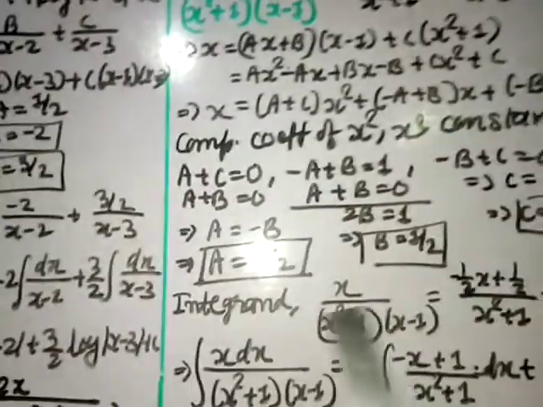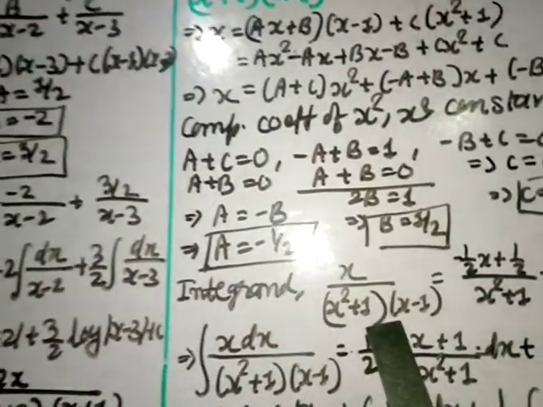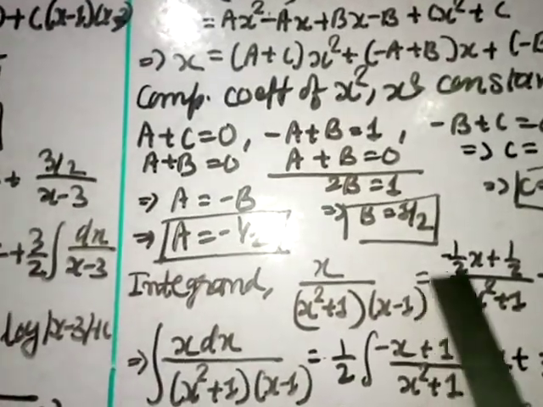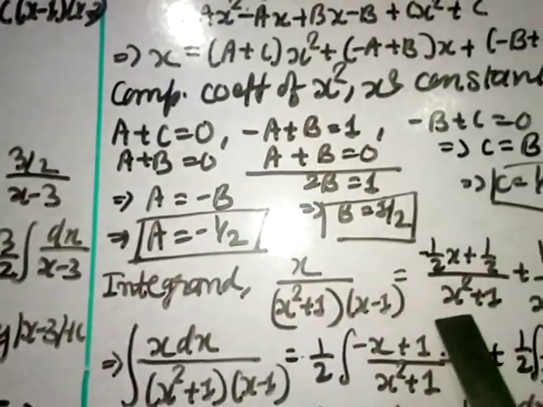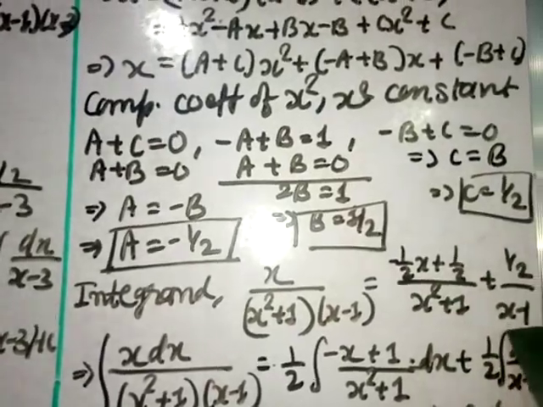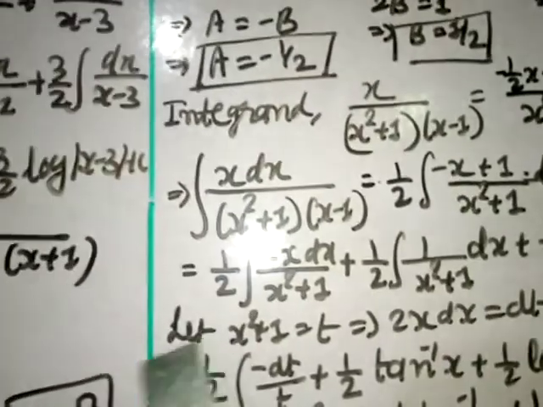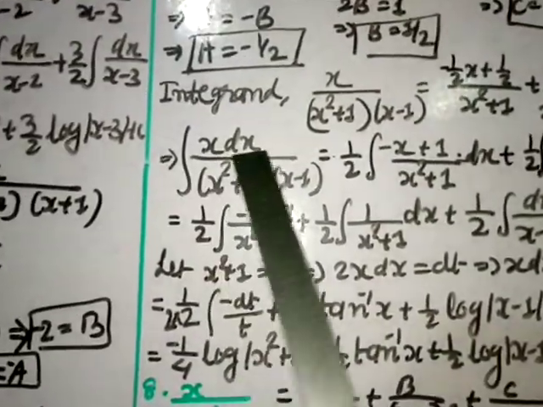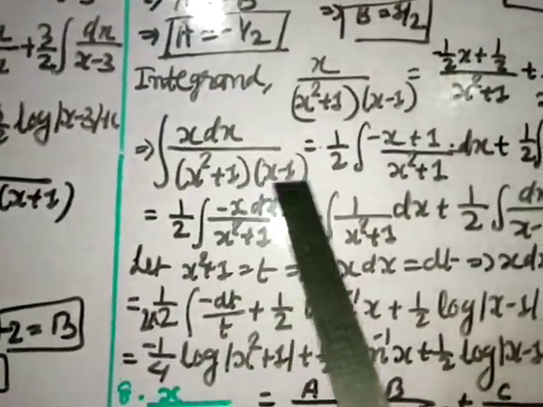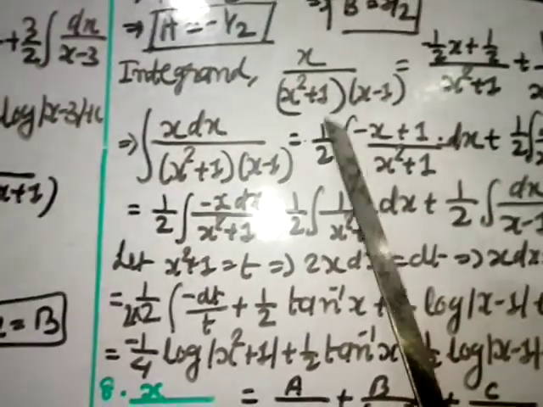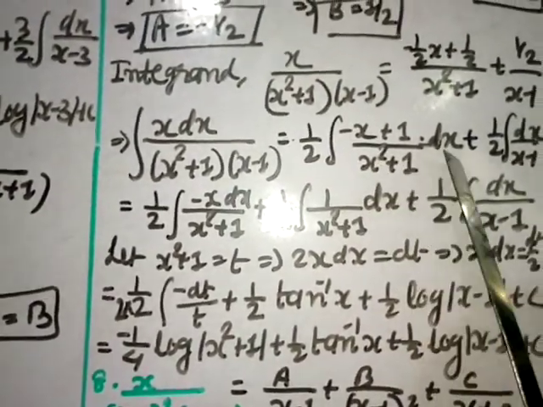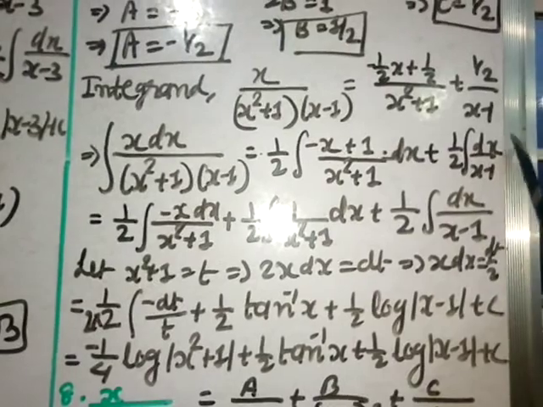Okay, now integrand x divided by x square plus 1 times x minus 1 equal to minus 1 by 2 x plus 1 by 2 over x square plus 1 plus 1 by 2 over x minus 1, putting the value of a, b and c. Okay, now here integrate both the sides. So integral x dx divided by x square plus 1 times x minus 1 equal to 1 by 2 taking out, minus x plus 1 over x square plus 1 dx plus 1 by 2 dx divided by x minus 1.